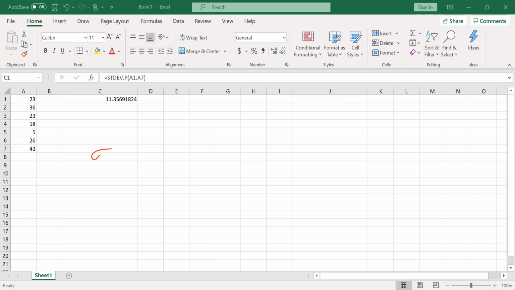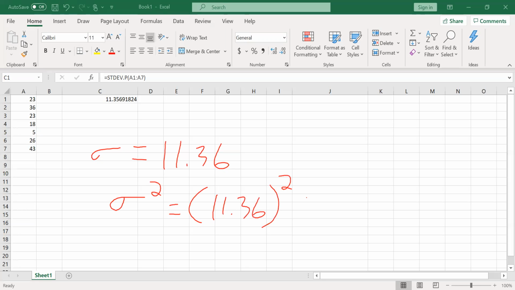So sigma, the population standard deviation, is that, but what we want is the variance here. So we have to compute the square of that. Remember, we rounded. And let's see, 11.36 times itself, basically, 129.05.